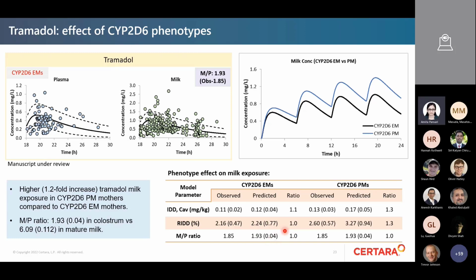So these different models that are also available in Simcyp are all combined to look into the PM mothers, and that is also reflected in the overall perinatal relative infant dose calculated for the PM, which is on the higher side for the PM. Okay, so this is for the pregnancy PBPK model.